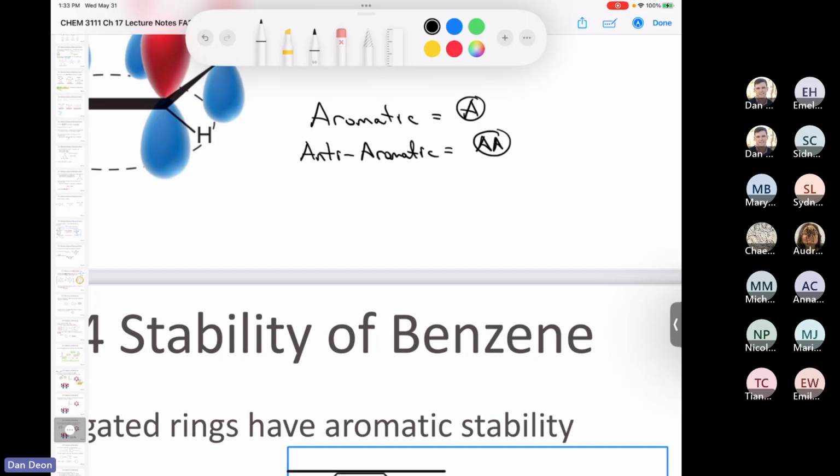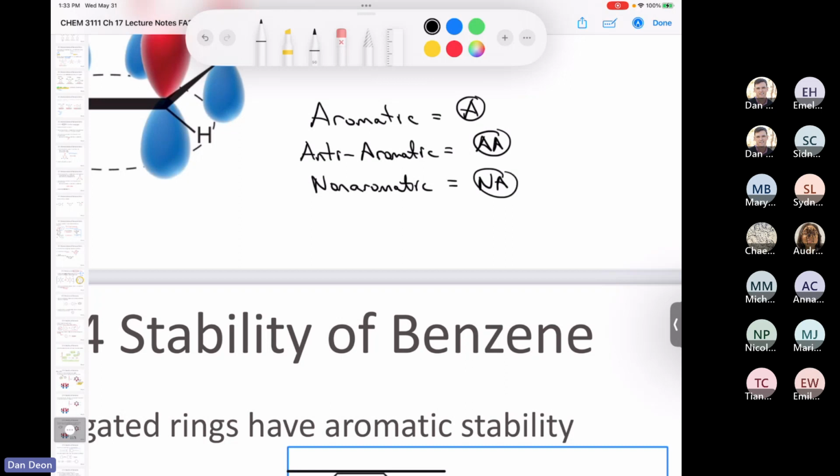Now, in fact, there are very few anti-aromatic compounds. You can fact check me on this. If you just do a Google search of anti-aromatic compounds after class, you'll see there's not that many anyway. And then the next type of compound that we're going to look at is non-aromatic, and for that, we're going to put NA.